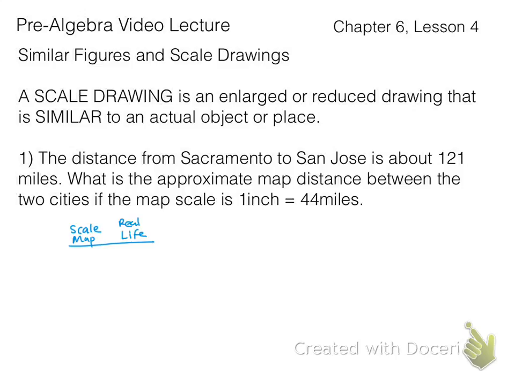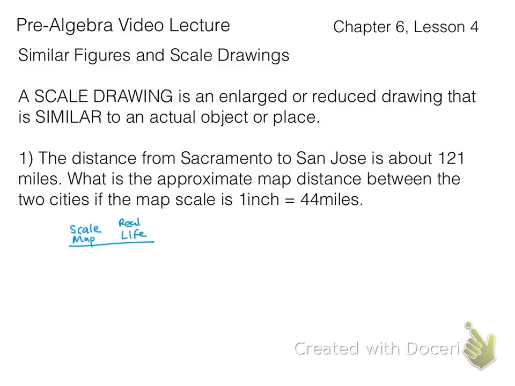Okay, so the distance from Sacramento to San Jose is about 121 miles. What is the approximate map distance between the two cities if the map scale is 1 inch to 44 miles? So if we're looking at a map of the state of California, and the scale says that for every 1 inch on the map, it represents 44 miles in real life. We know that in real life, San Jose to Sacramento is 121 miles.